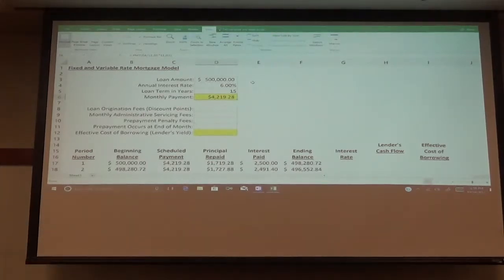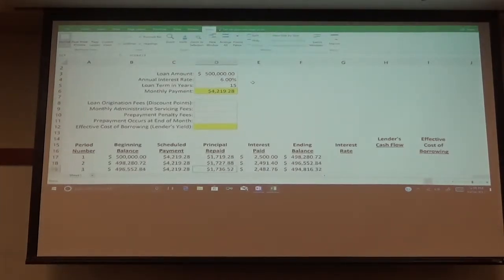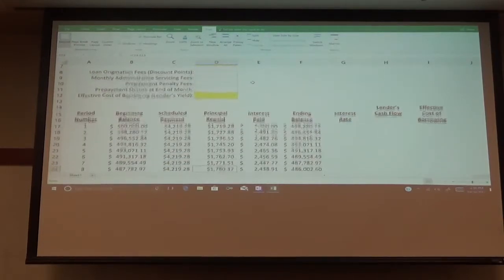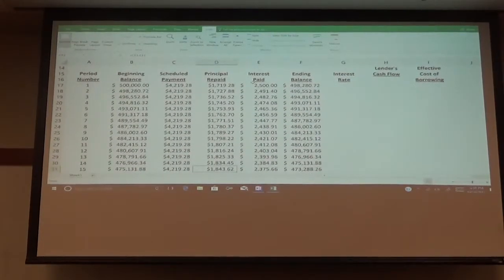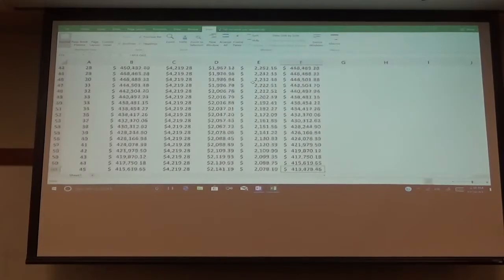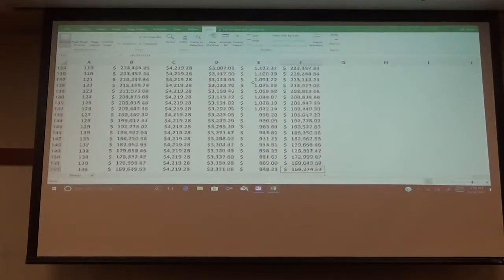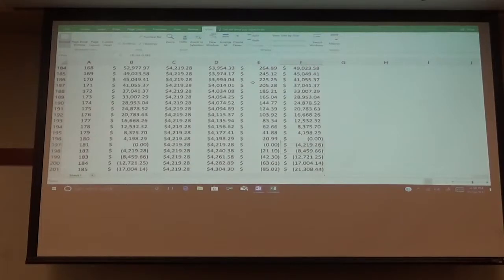Then if we go down the page, make sure that you're matching up with those numbers. Just as an example, in month 15, your balance should be $473,288.26. If it is, then you can feel pretty rest assured your model is okay. But let's scroll down to month 180 and take a look.